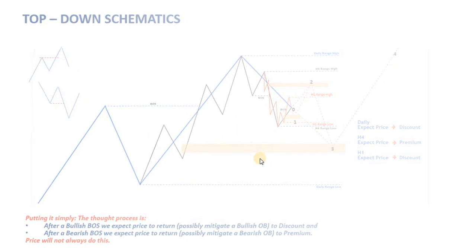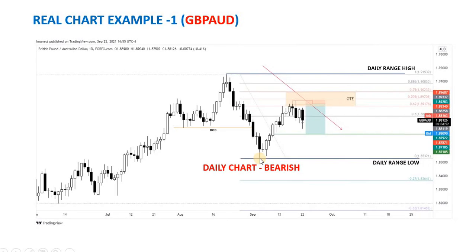Next, we are going to be looking at rechart examples, starting with the first one, which is the GBPAUD example. Now we are on the daily chart. The first thing we noticed was a bullish break of structure. After a bullish break of structure, we expected the price to return to premium, which exactly it has done. Please don't mind these markings, they are just my personal markings as at the time of preparing this video.